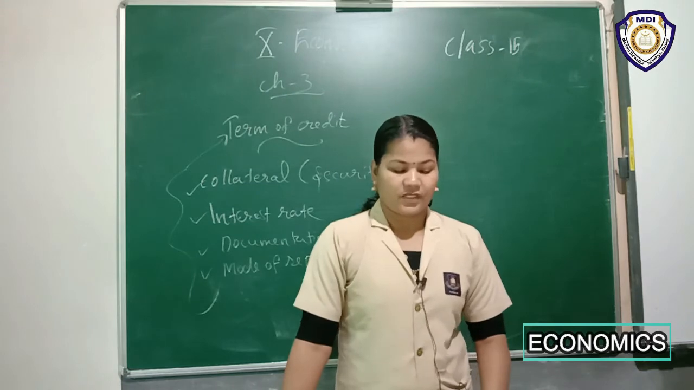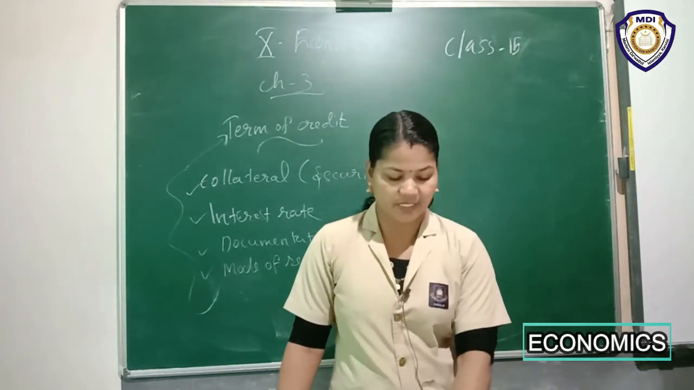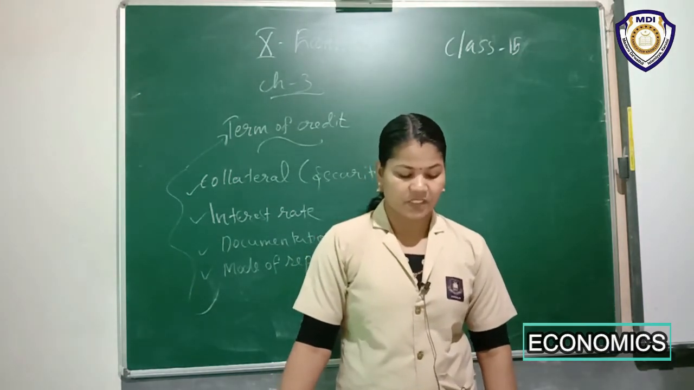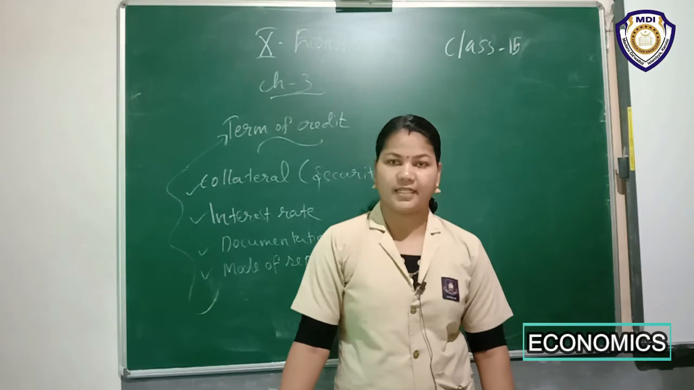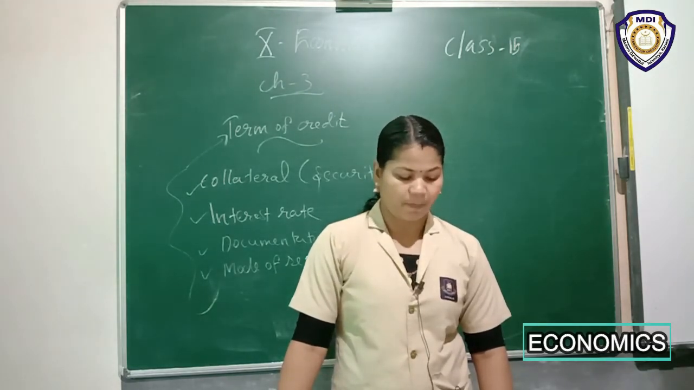Then variety of credit arrangement. What is our next topic? Variety of credit arrangement. Example of a village. Here is one example of a village.